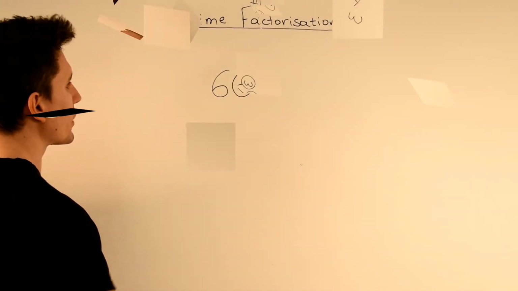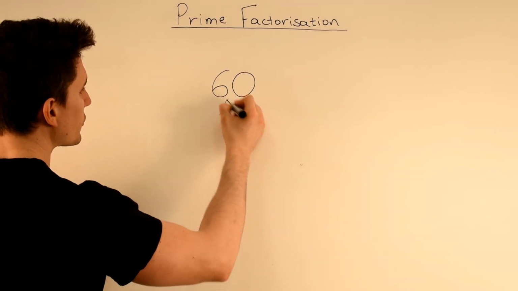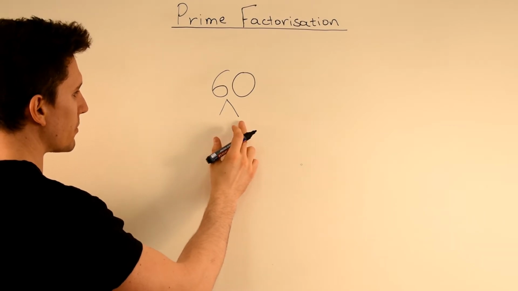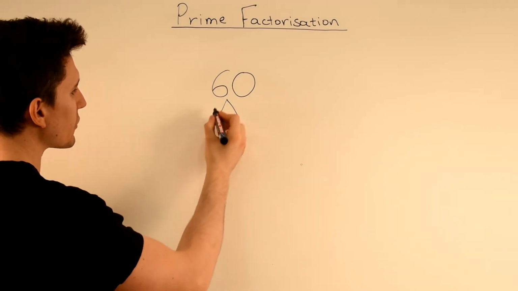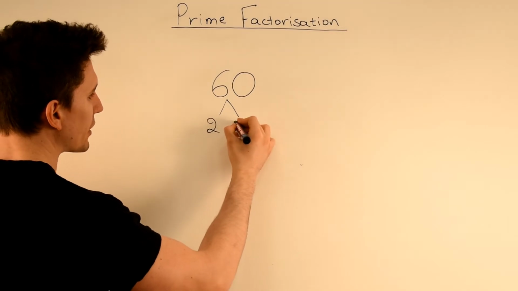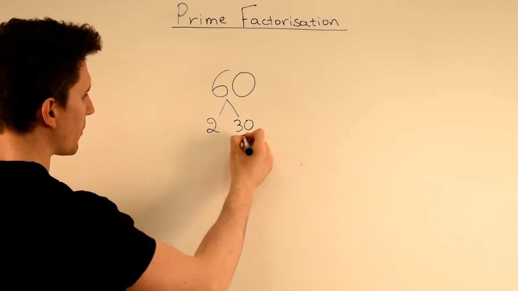Okay, let's have a look at another example. Here we've got 60. Let's draw our arrows again and think of how we write down 60 as a number times another number. Always try to see if you can write it down as 2 times another number, which in this case we can. We can write it down as 2 times 30. Let's look at the 30 now.